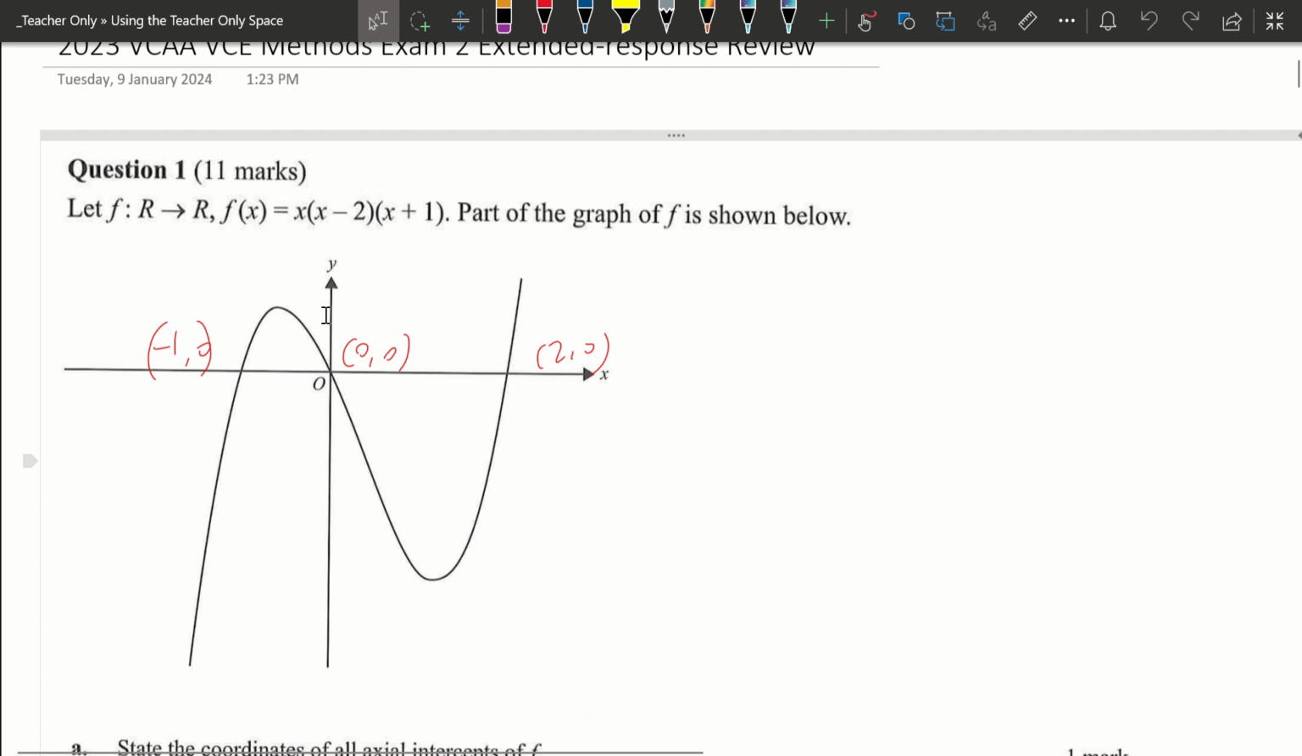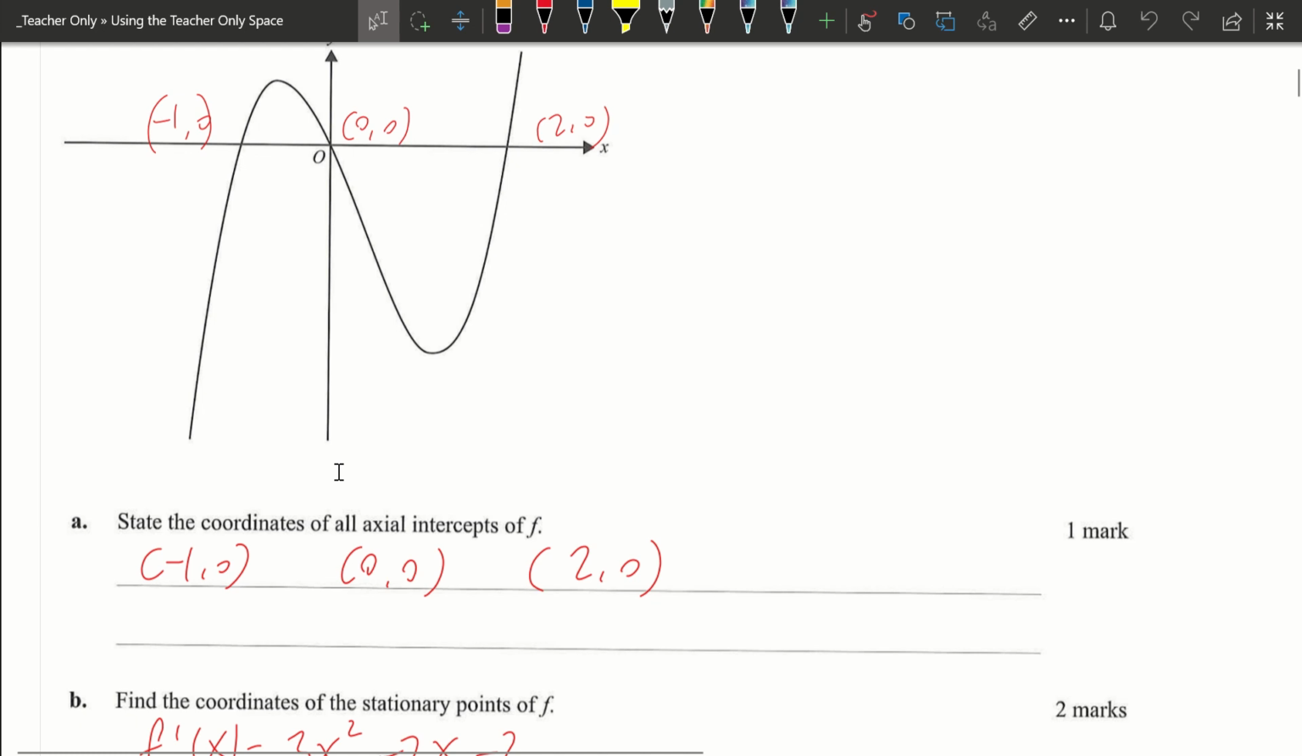First question is a function f. The domain is all of real numbers, and the rule is x times (x minus 2) times (x plus 1), and the graph is shown to you. The first thing I did when I saw the graph and the function was to label some points on the graph. So all the x-intercepts are labeled, and that was quick to do because the rule of the function was given in factorized form.